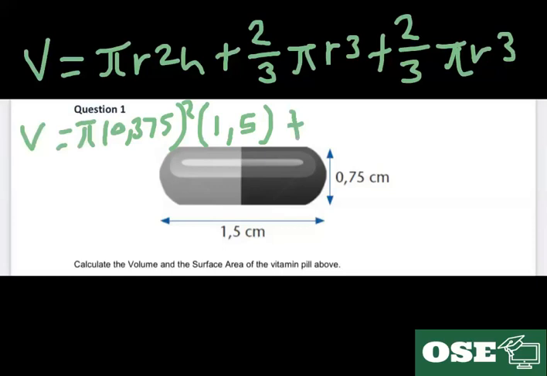And then 2 over, let me do this because it's 2 of them, I'm just going to say 4 over 3 pi 0.375.